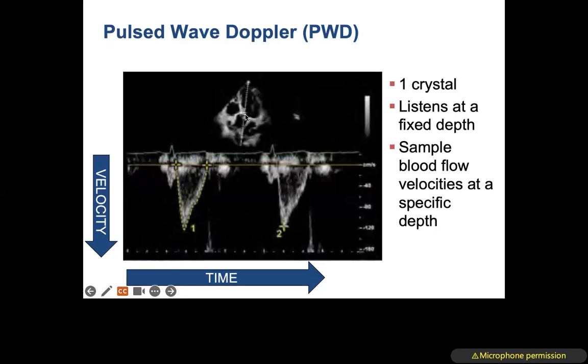So we put it in pulsed wave. We put that in the LVOT because we want the velocity of blood in the left ventricular outflow tract. We want to know the velocity of blood at that specific location. You have one crystal, it's going to listen at that fixed depth, and it's going to give you the velocities along that time, at that specific location over time. So again, this is velocity over time.